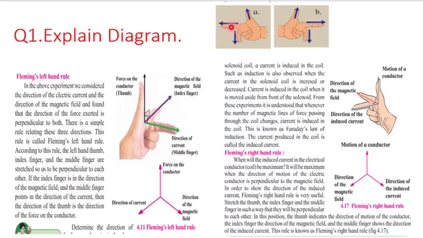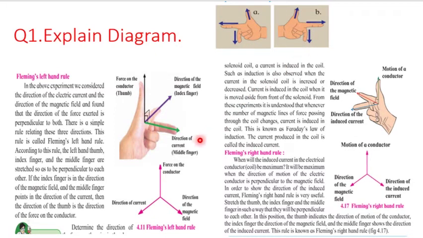Friends, in the Fleming right hand rule as well as in the Fleming left hand rule, the index finger always shows the direction of the magnetic field. So here at the index finger you have to write down the direction of the magnetic field. Friends, we know the Fleming right hand rule is about the direction of the induced current. So at the middle finger we have to write down the direction of the induced current.